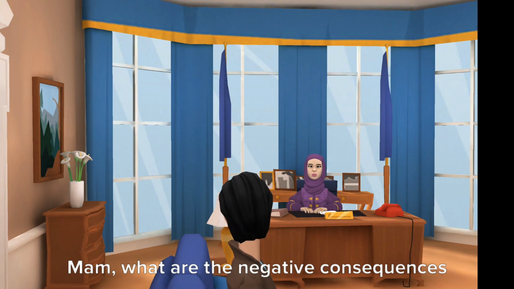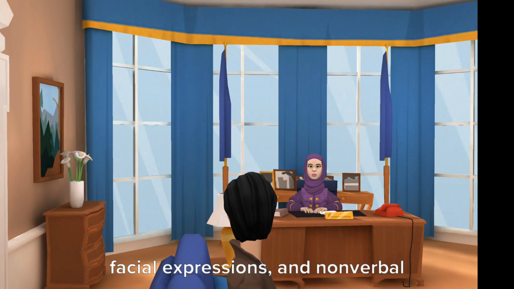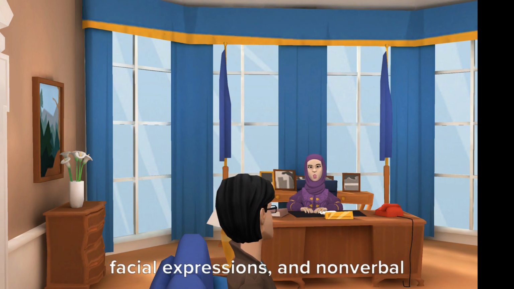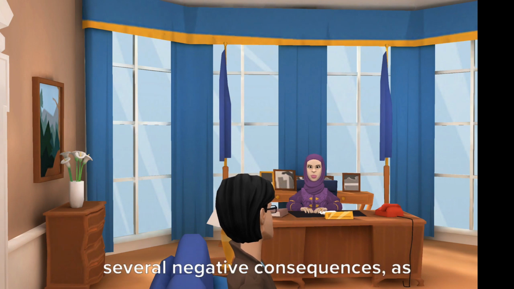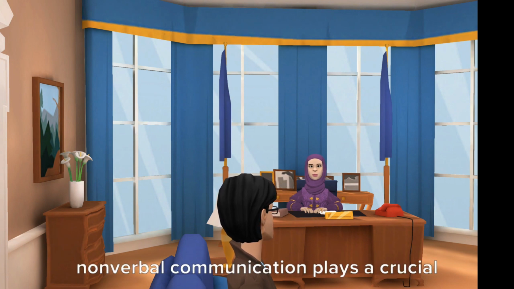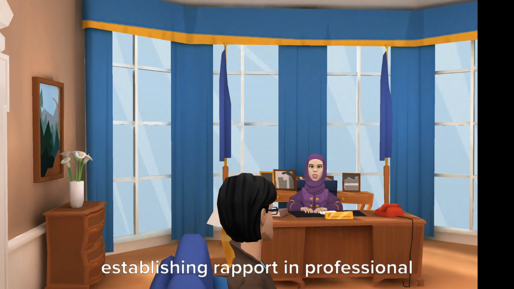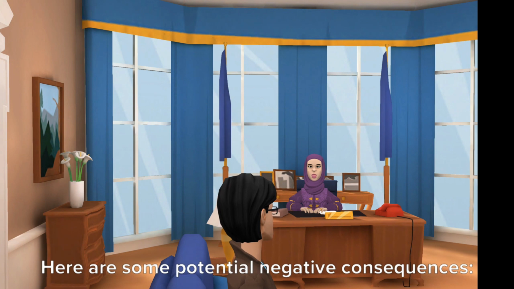Mom, what are the negative consequences if we speak without proper gestures, facial expressions, and nonverbal signs in a formal setting? Speaking without proper gestures, facial expressions, and nonverbal signs in a formal setting can have several negative consequences, as nonverbal communication plays a crucial role in conveying information and establishing rapport in professional and formal contexts. Here are some potential negative consequences.